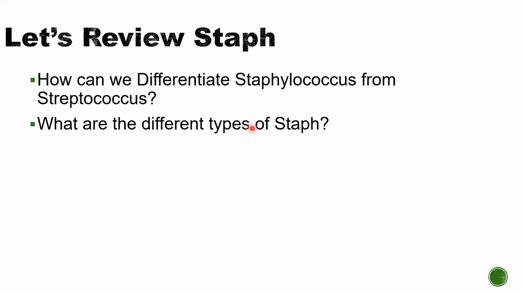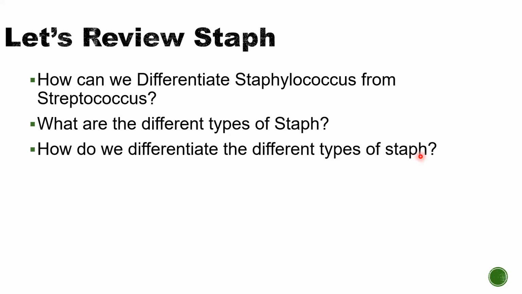Now, what are the different types of staph? Okay, we have saprophyticus. What else? Epidermidis and aureus, exactly. Okay, now how do we differentiate the different types of staph? We know that staph in general is catalase positive. Now, how do we know exactly which staph we're dealing with?